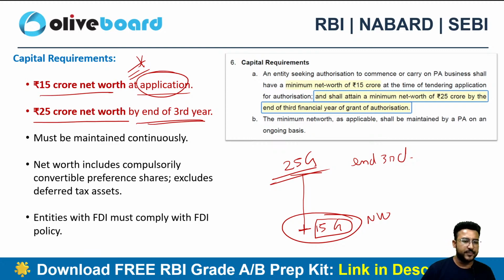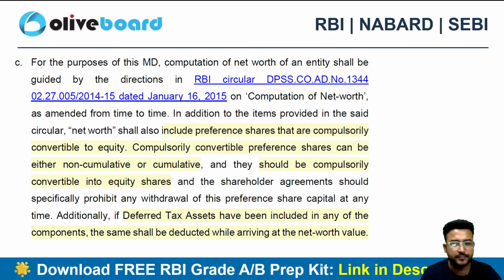Now, definitely, when we talk about the net worth, it includes the compulsorily convertible preference shares. Why? Because if they are compulsorily convertible, then there is no problem at all. They are going to compulsorily get converted into your equity only. So they are as good as equity only.